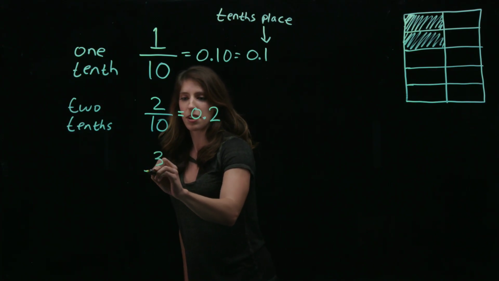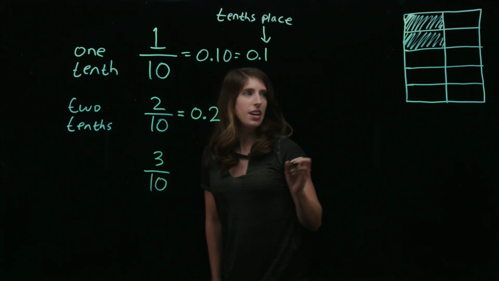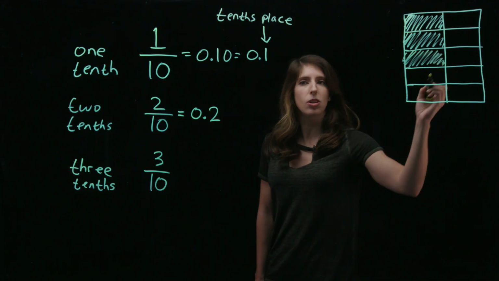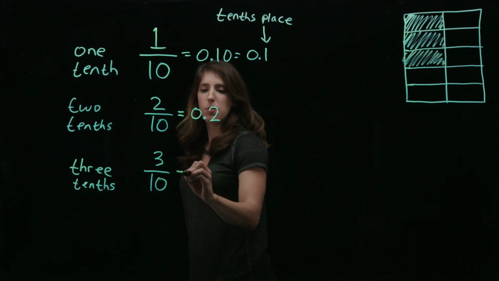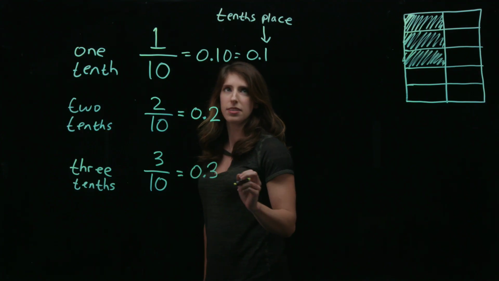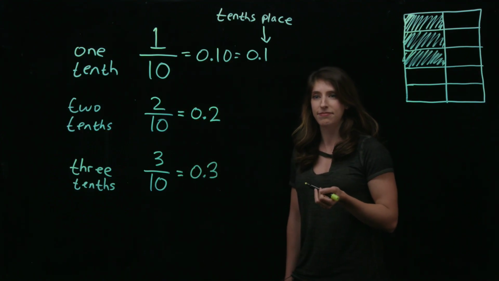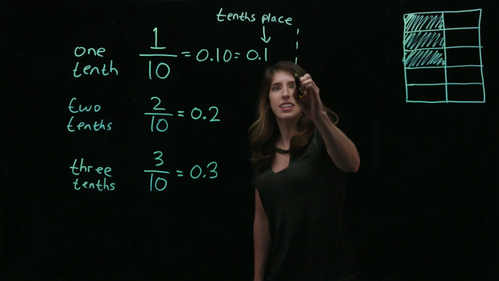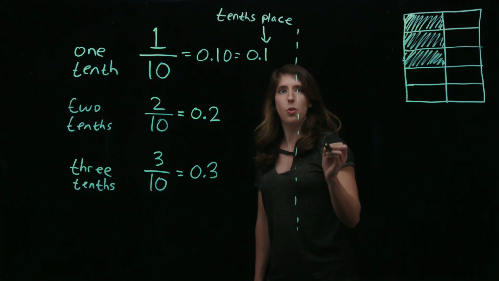Let's try it for 3/10. Now I've got 3 out of the 10 pieces shaded, so as a decimal, that is going to be a 3 in my tenths place, or 0.3. Okay, let's skip ahead a little bit until we get just before we reach 1/2.